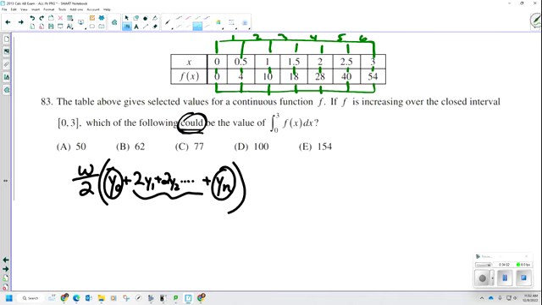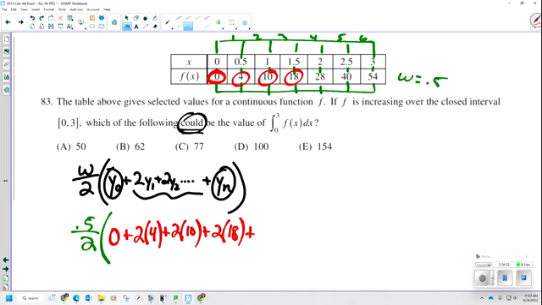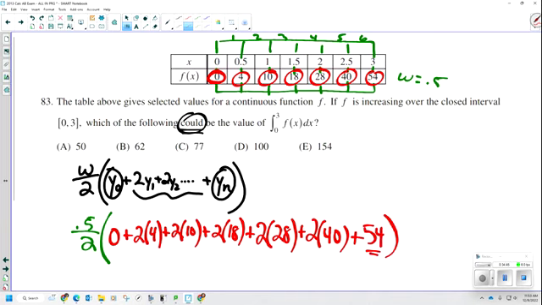4, that does not get doubled, plus 2 times 10, plus 2 times 18, plus 2 times 28, plus 2 times 40, plus 54, this is the other bookend that does not get doubled. I'm going to put that in a calculator, and it should give me an answer.